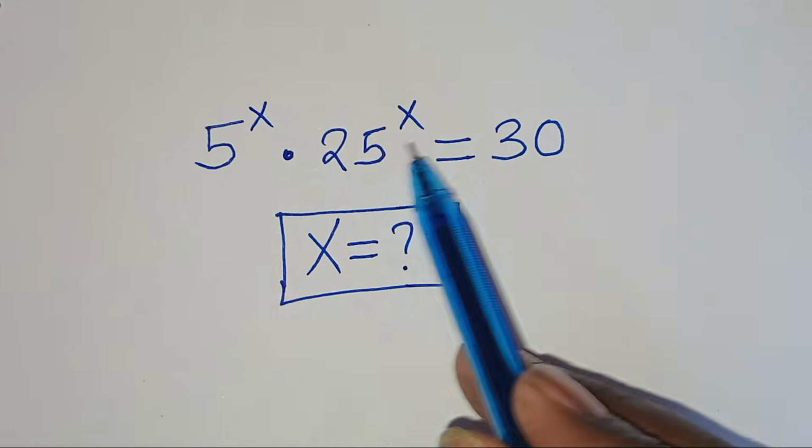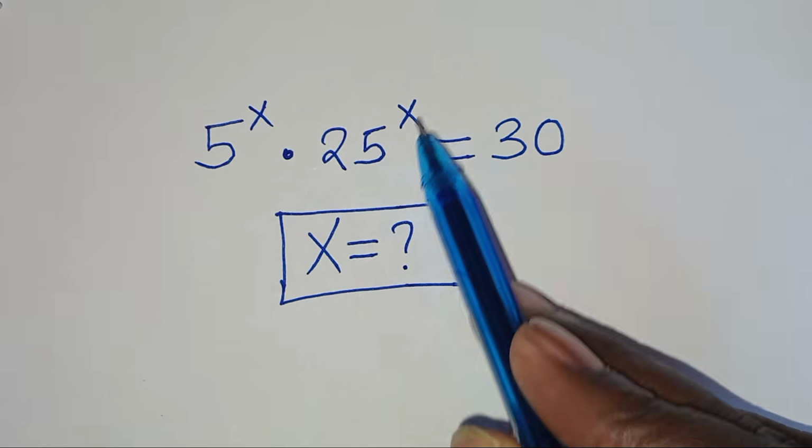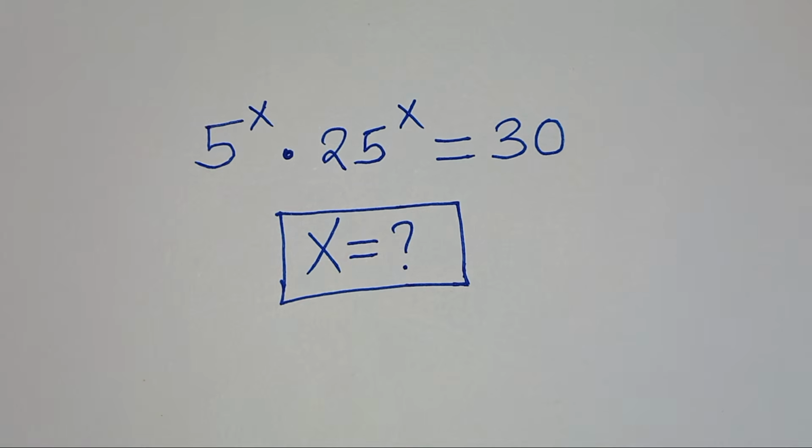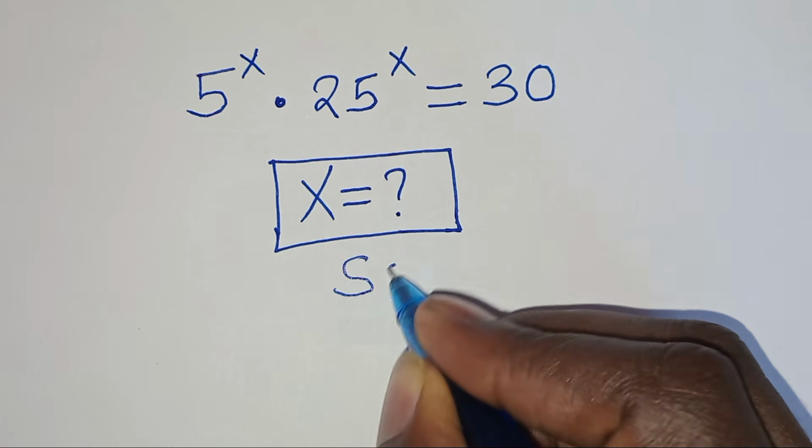You're welcome to solve this exponential equation, which is 5 to the power of x times 25 to the power of x. This is equal to 30. So what is the value of x? Now let's provide a solution from here.